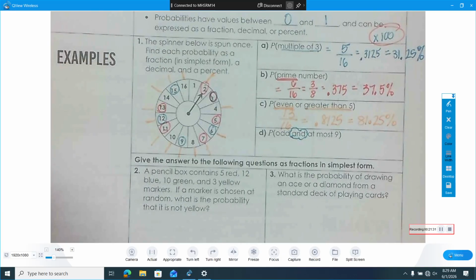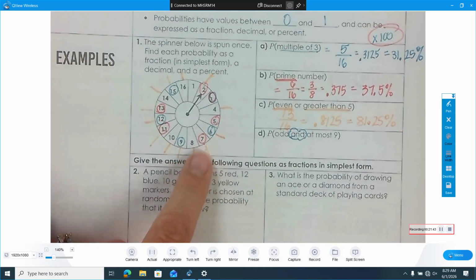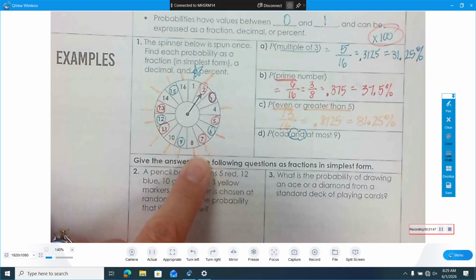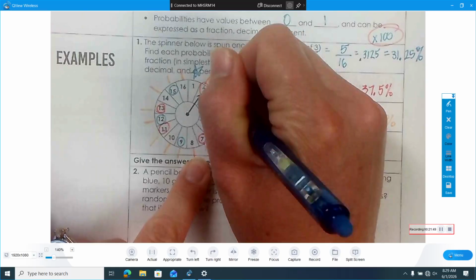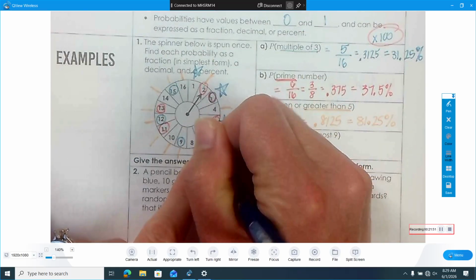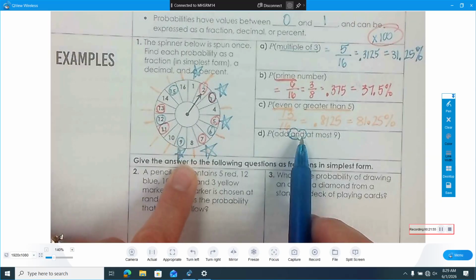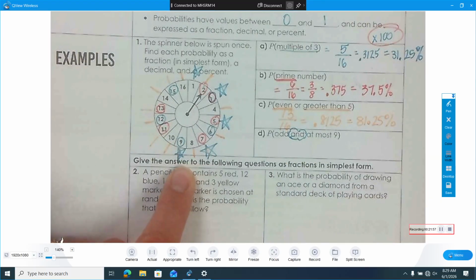So "and" means it has to be an odd number and at most 9. So can it be bigger than 9? No. Okay, so it has to be odd, and at its highest, it has to be 9. So here we have a 1. What else is a winner? 3, a 5, a 7, and a 9. So those are all odd, and at the most is 9. Those are our only winners.